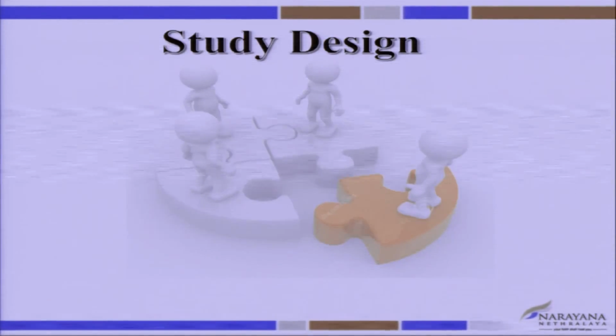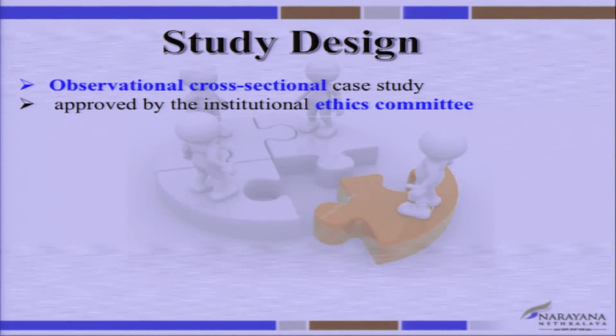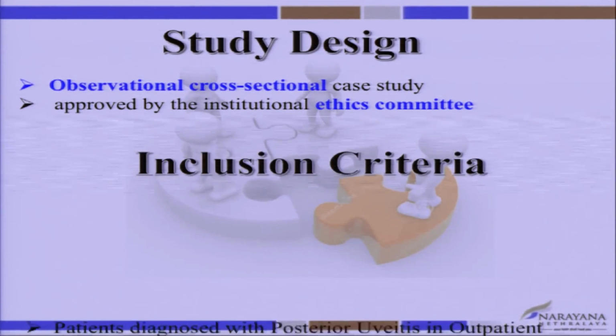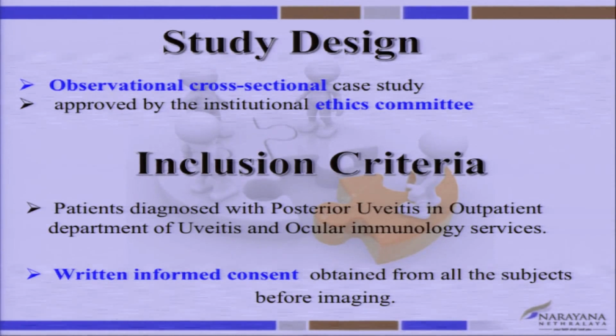Coming to materials and methods, our study is an observational cross-sectional study approved by our institutional ethics committee, and we included patients diagnosed with posterior uveitis in the outpatient department of uveitis and ocular immunology services. Written informed consent was obtained from all the subjects before fundus imaging. 50 patients in the age group of 5 to 75 years were included, who underwent comprehensive ophthalmic examination, including visual acuity, detailed anterior segment examination by slit lamp, fundus examination including scleral indentation, color fundus photography using the Topcon fundus camera, and multicolor imaging using the Spectralis.